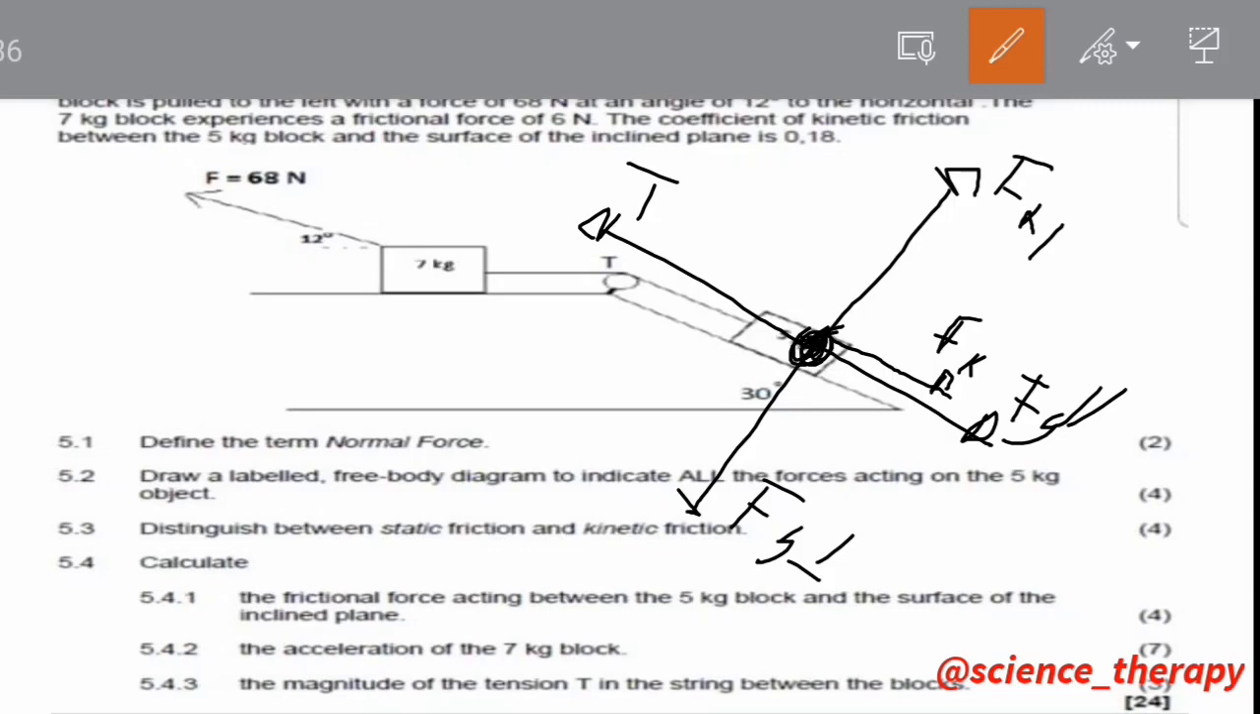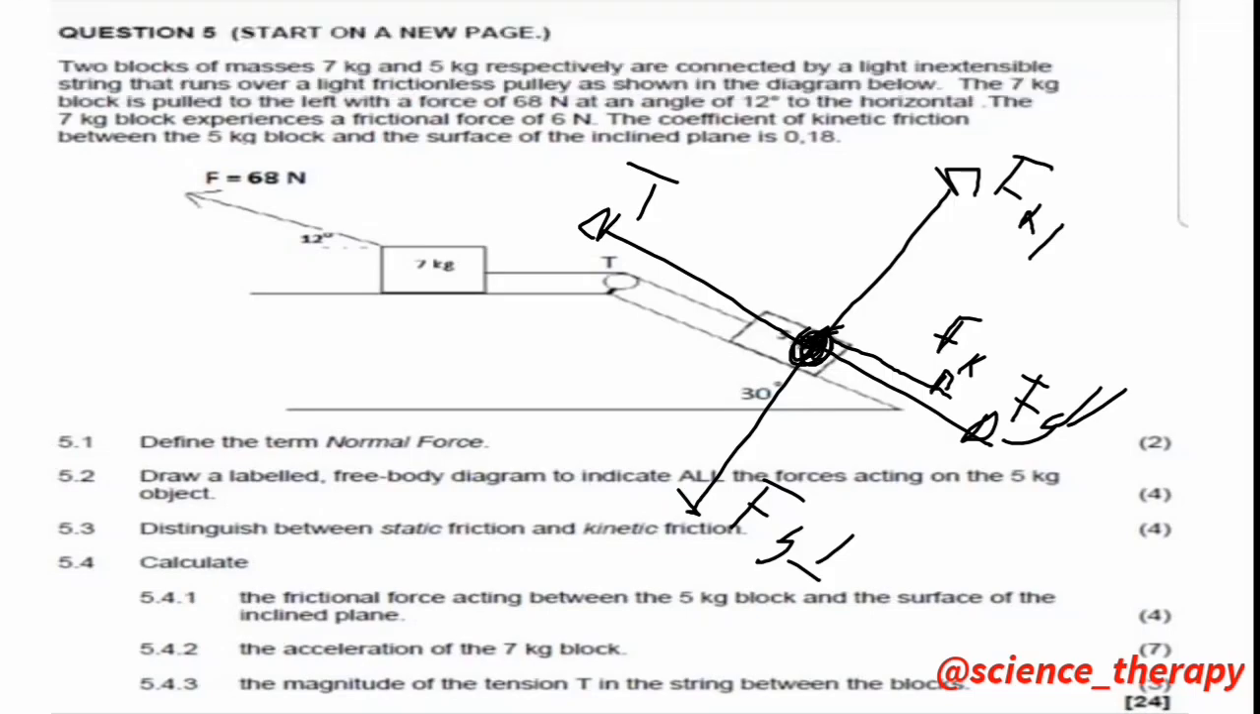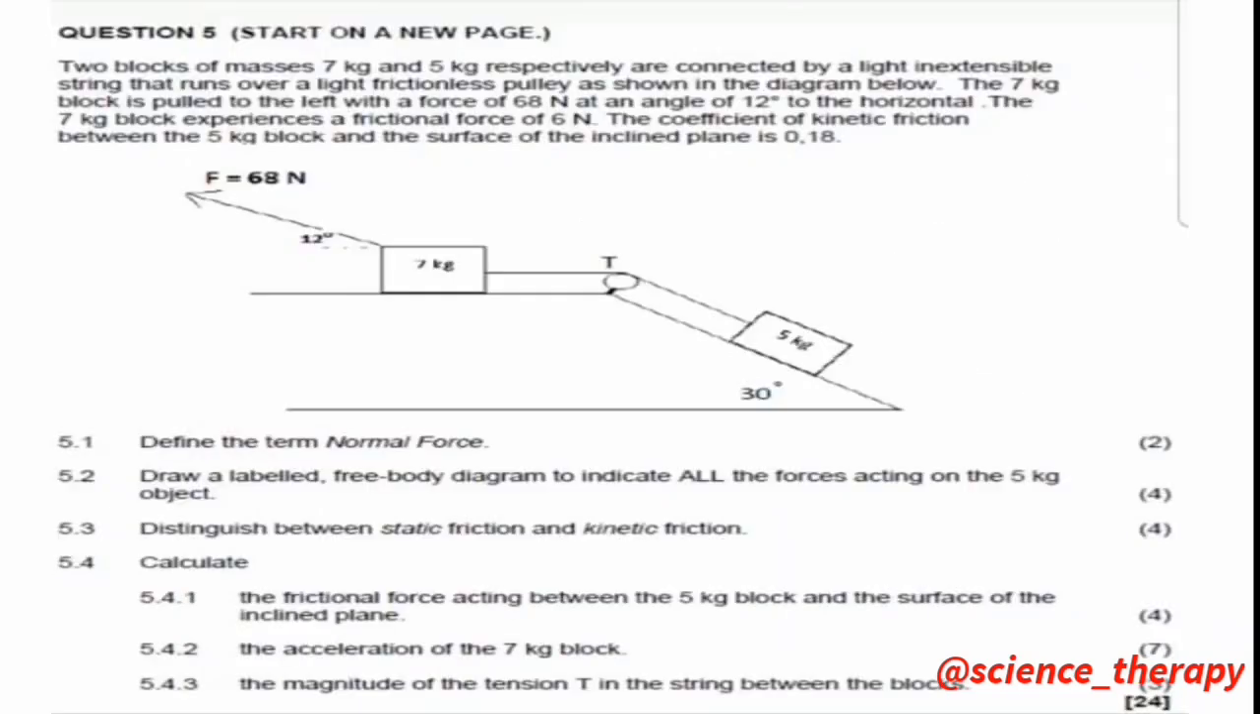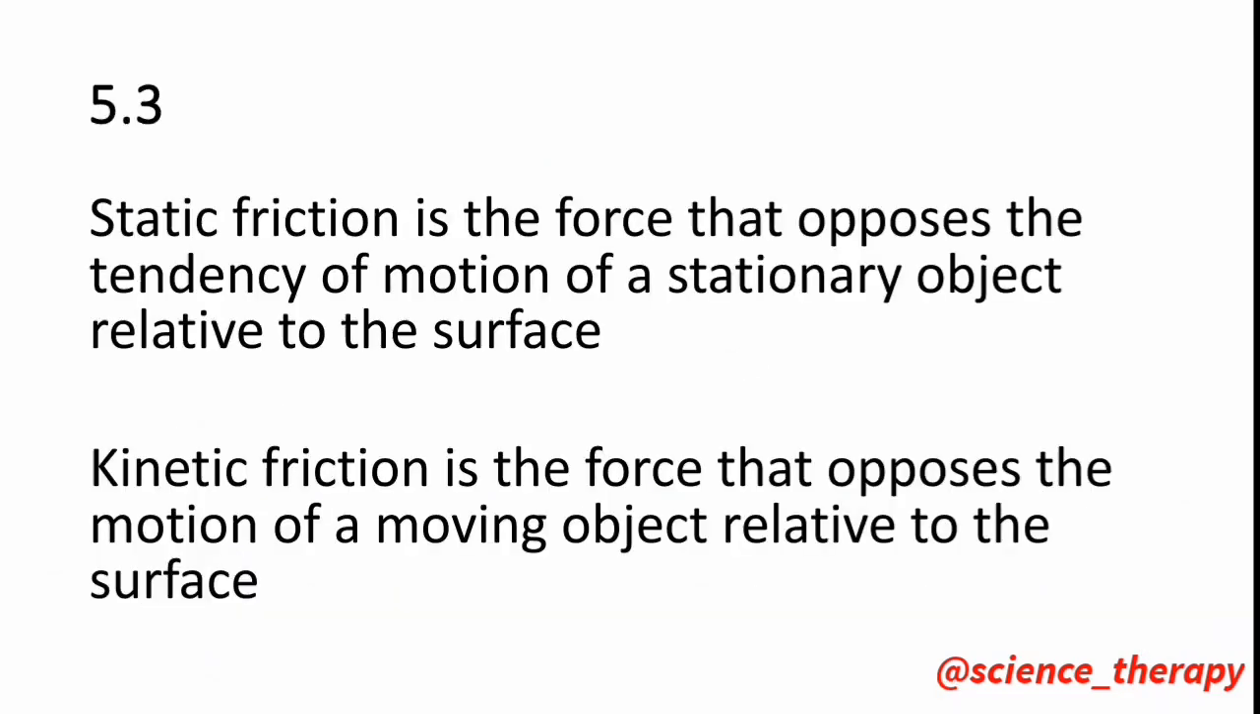So 5.3 says distinguish between static friction and kinetic friction. So what is static friction and what is kinetic friction? We say static friction is the force that opposes the tendency of motion of a stationary object relative to the surface, but kinetic friction is the force that opposes the motion of a moving object relative to the surface. So static friction is where the object is stationary, but kinetic friction is where the object is now in motion.